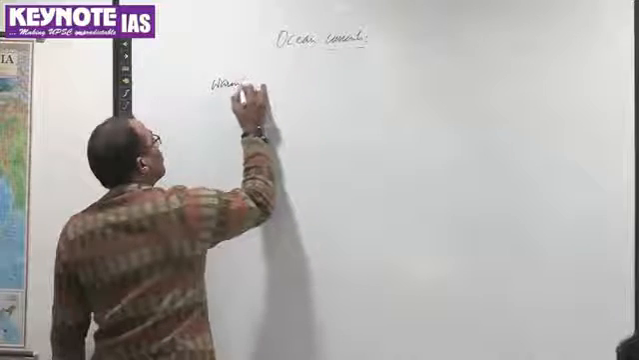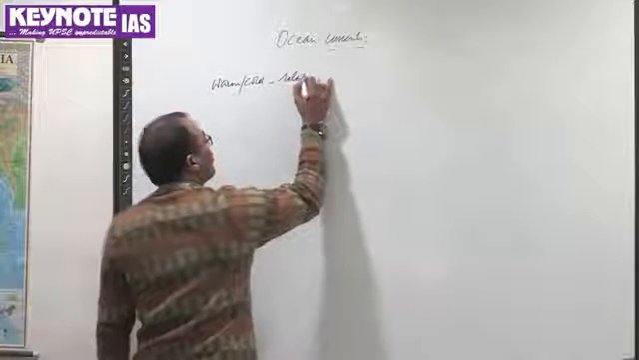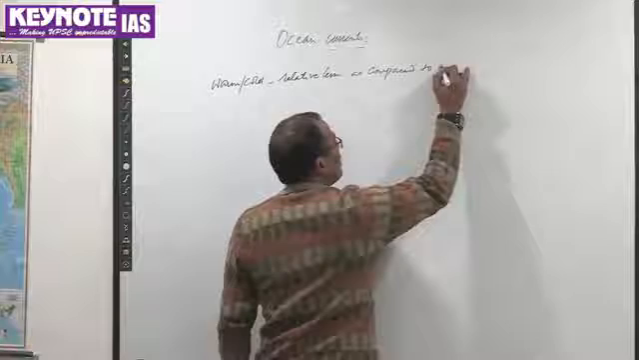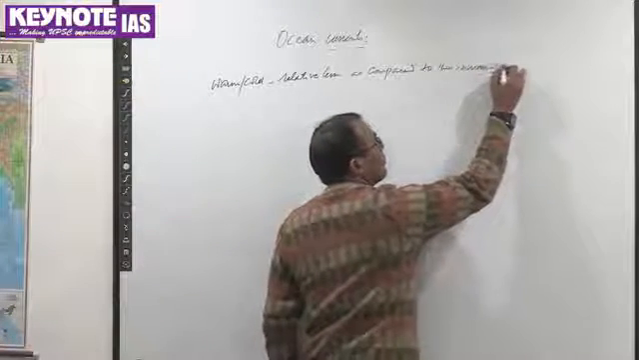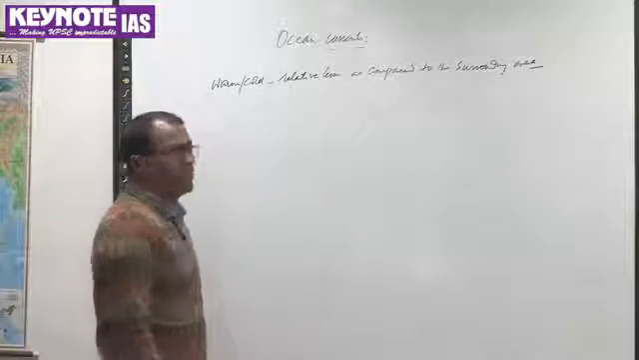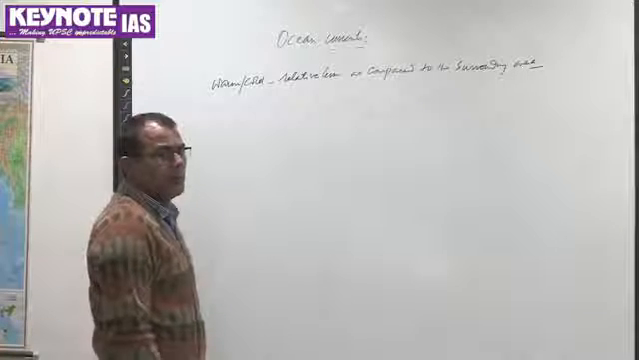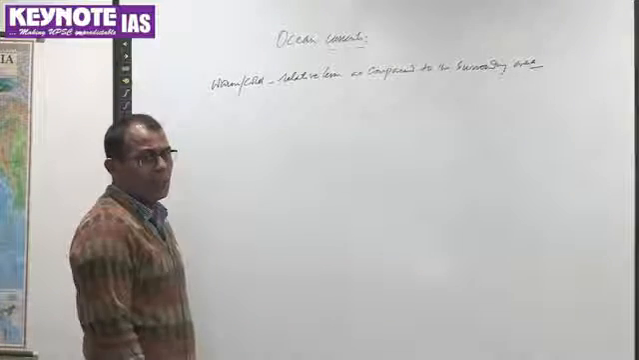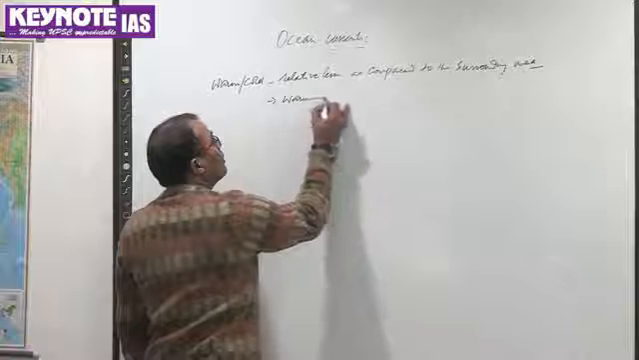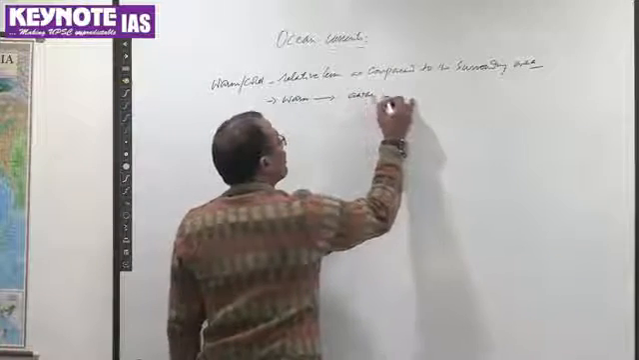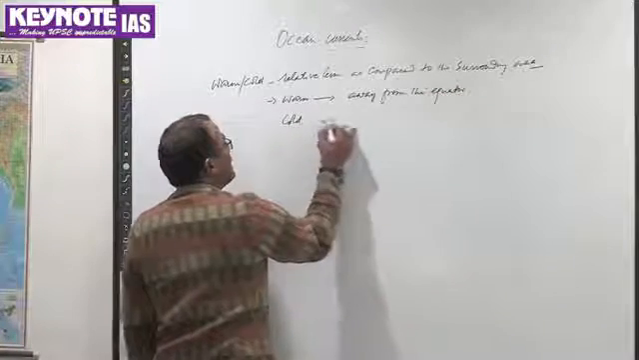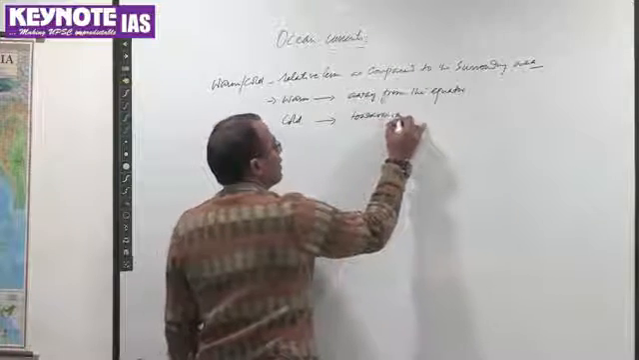Warm and cold are relative terms as compared to the surrounding area. That means if the temperature of the flowing water is higher than the surrounding area, it is warm. If it is colder than the surrounding area, it is a cold current. Warm currents generally move away from the equator, and cold currents generally move towards the equator.